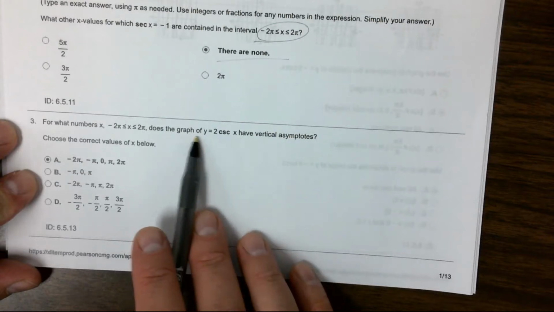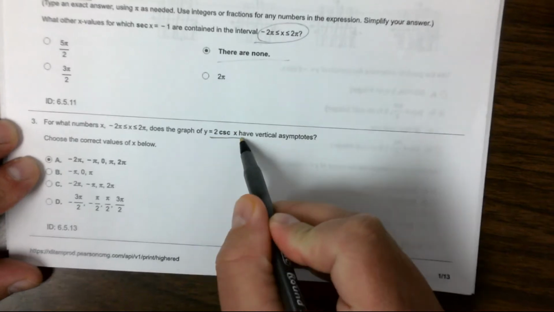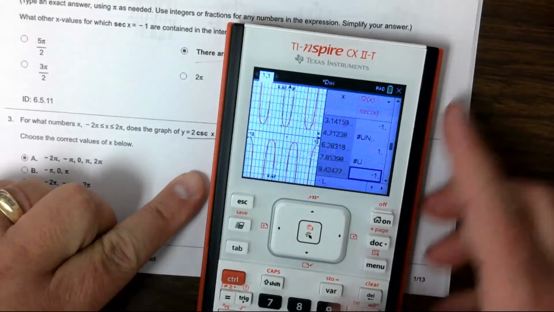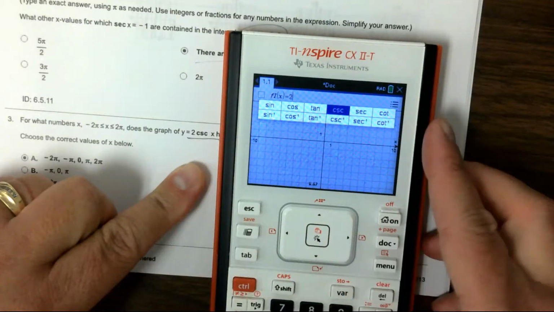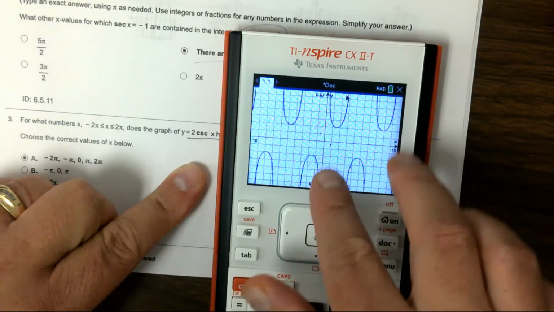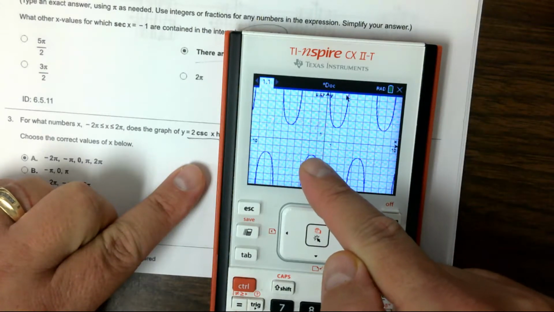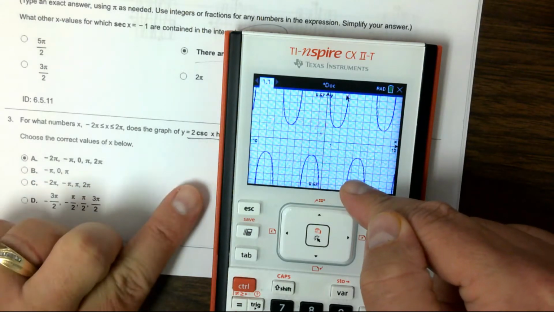Okay. Now on this one, where does the graph have vertical asymptotes if it's 2 cosecant? So you would just want to graph it. I guess technically, besides graphing, well, let's graph first. I don't want to get too far ahead of myself. 2 cosecant x. There's the graph. You can kind of see at 0, it has it. If you have your notes, you'd look at pi, which is 3.14, and so forth.